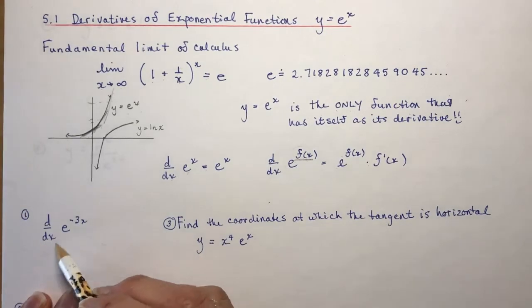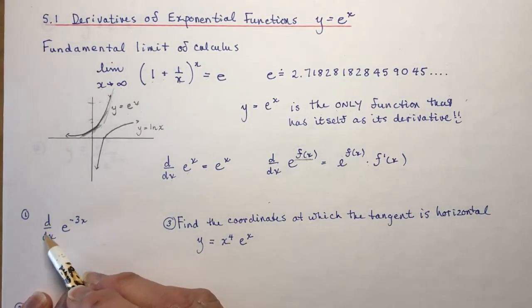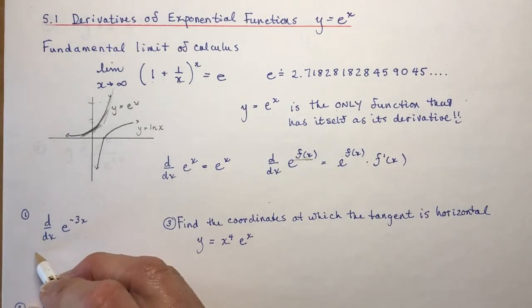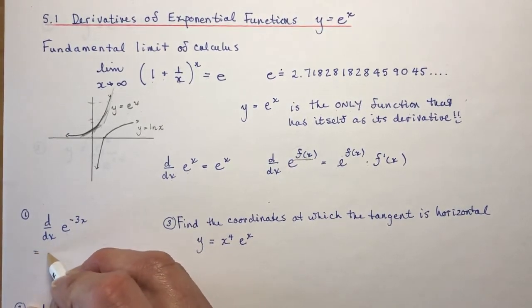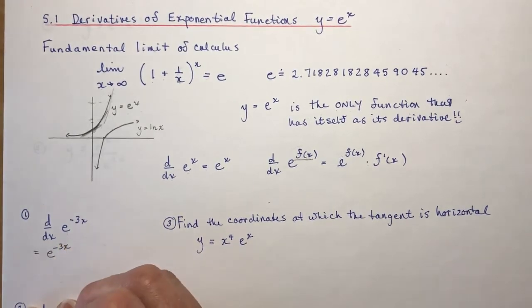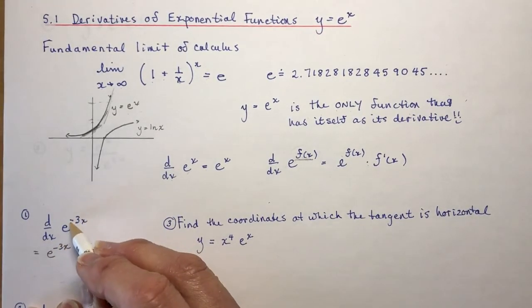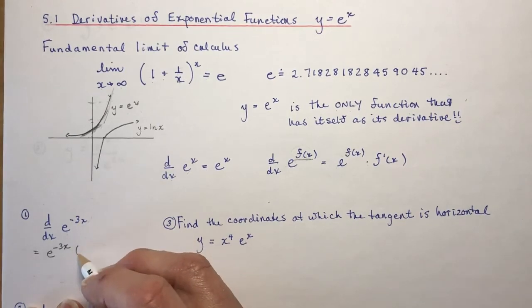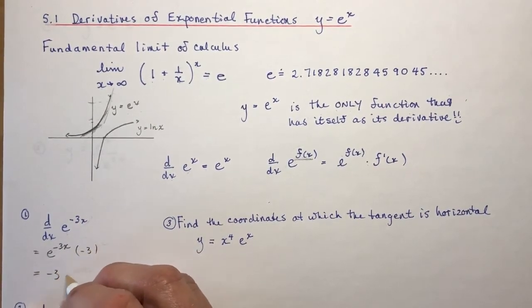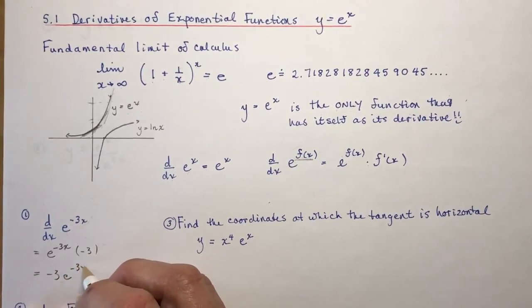Okay, so let's take a look at this one here. y equals the derivative with respect to x of e to the minus 3x. All I have to do is write out what was there first, e to the minus 3x, and then times the derivative of the exponent, which is going to be minus 3. So that gives you minus 3 e to the minus 3x.